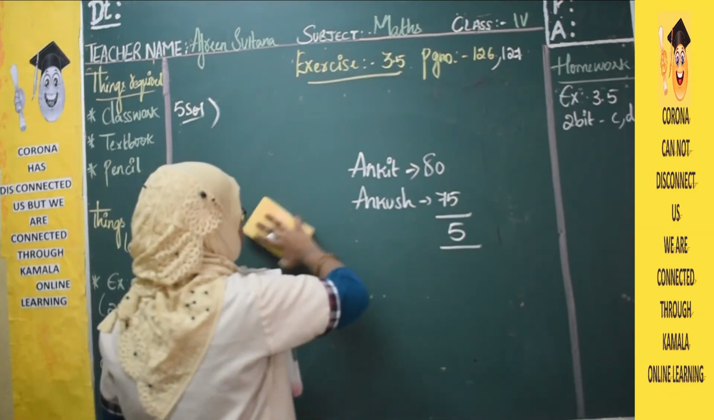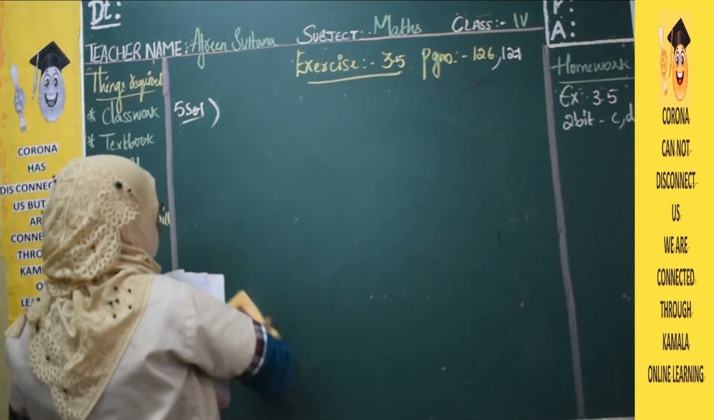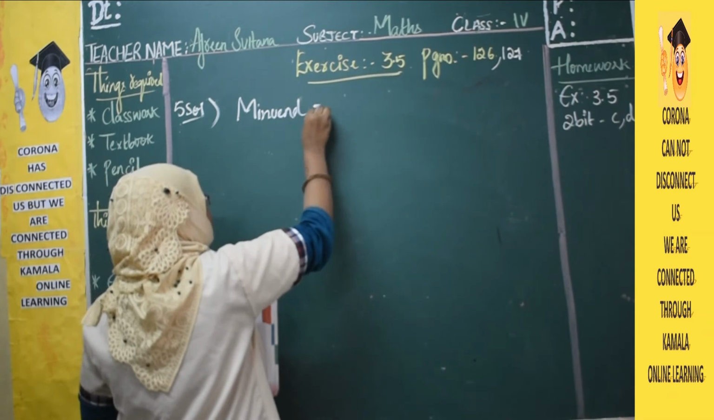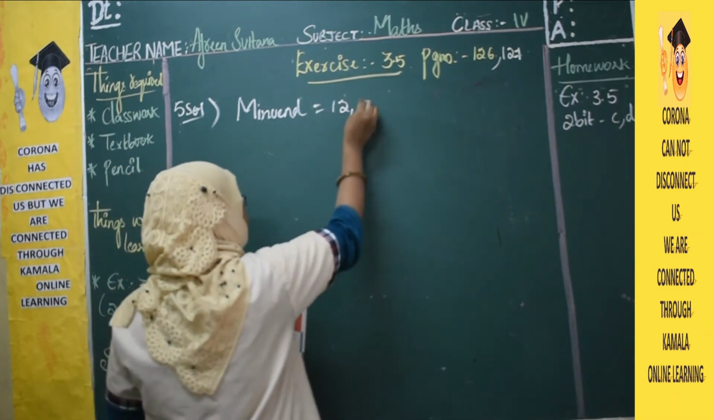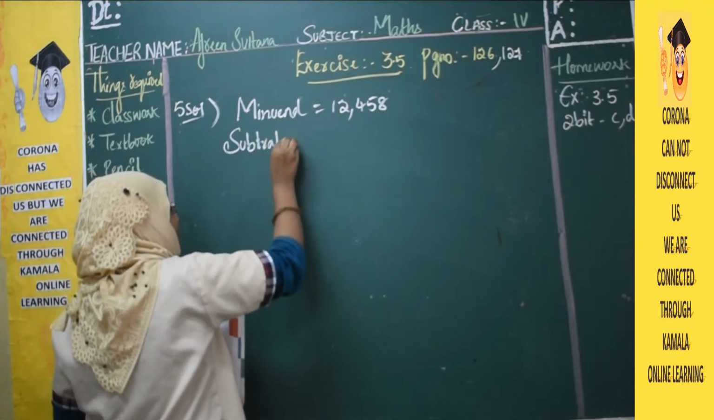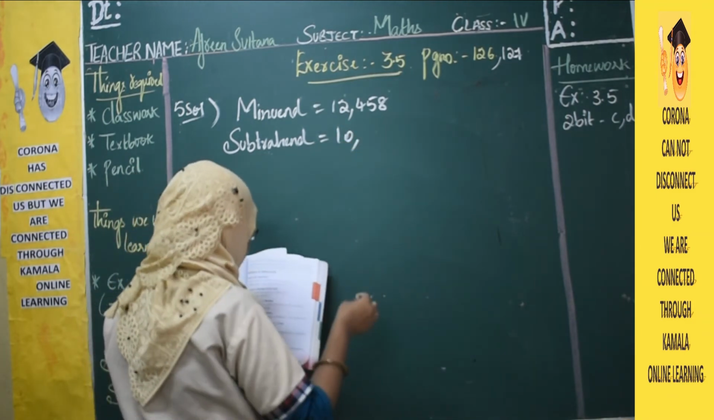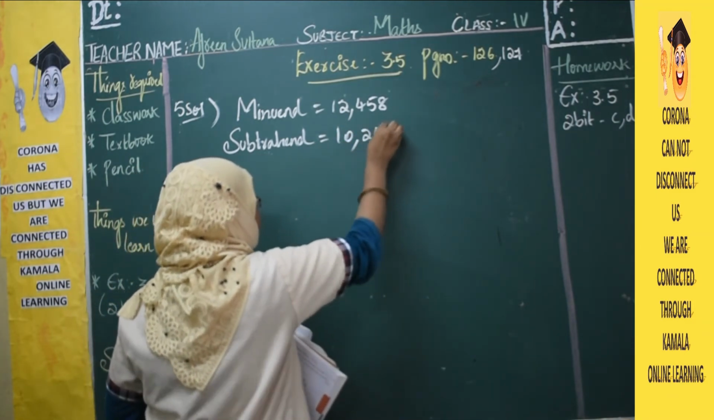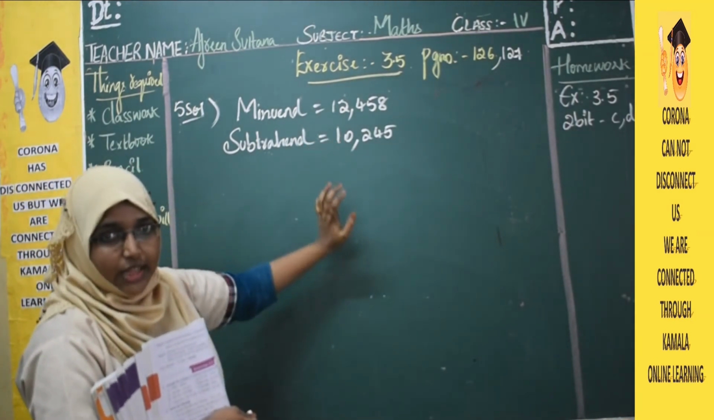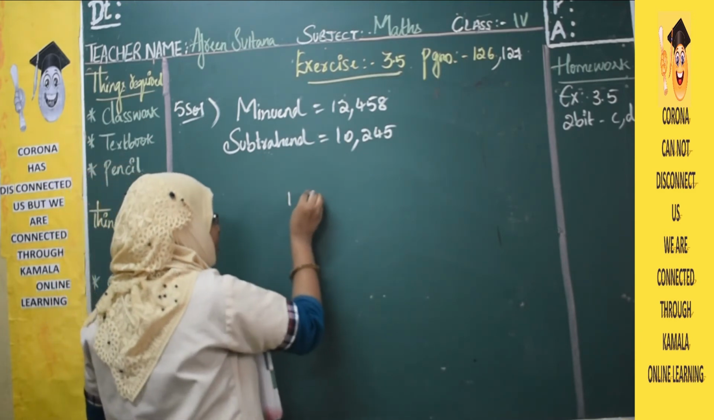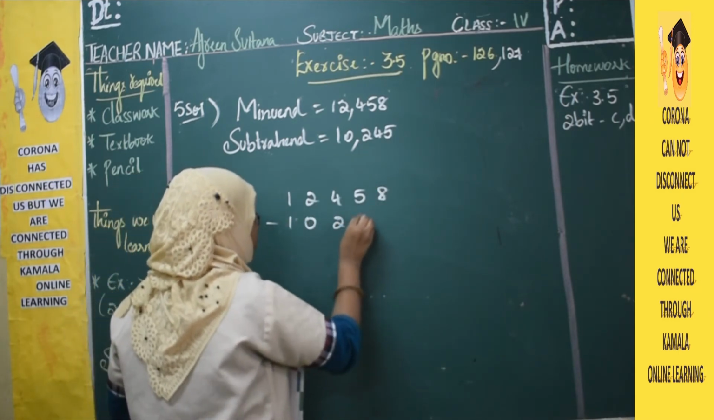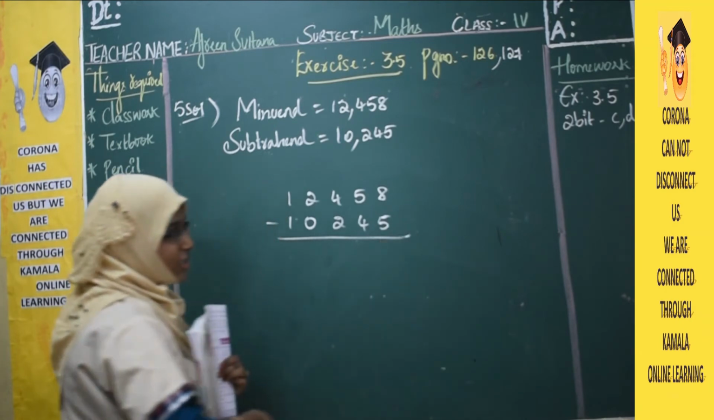Okay? Let's try now. So now our minuend is 12,458, whereas our subtrahend is 10,245. Now as both are 5-digit numbers, the highest place is the 10,000 place. Let us write the given numbers: 12,458 minus 10,245. Now we can easily subtract.